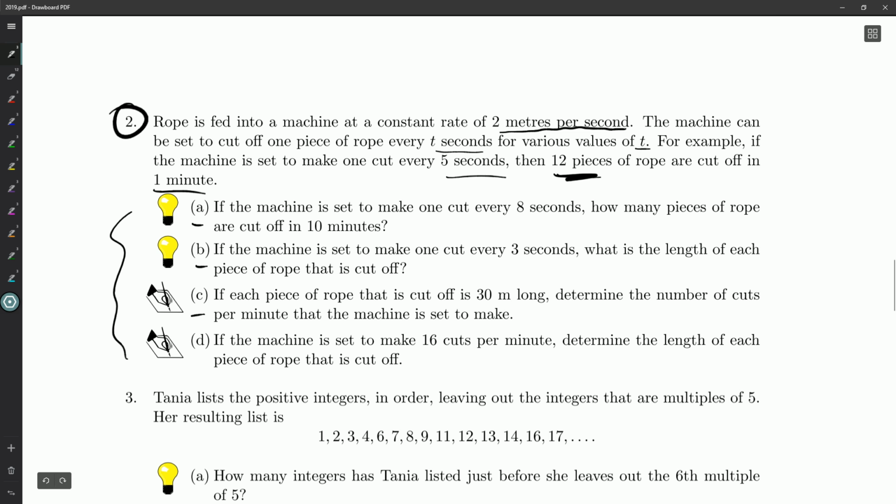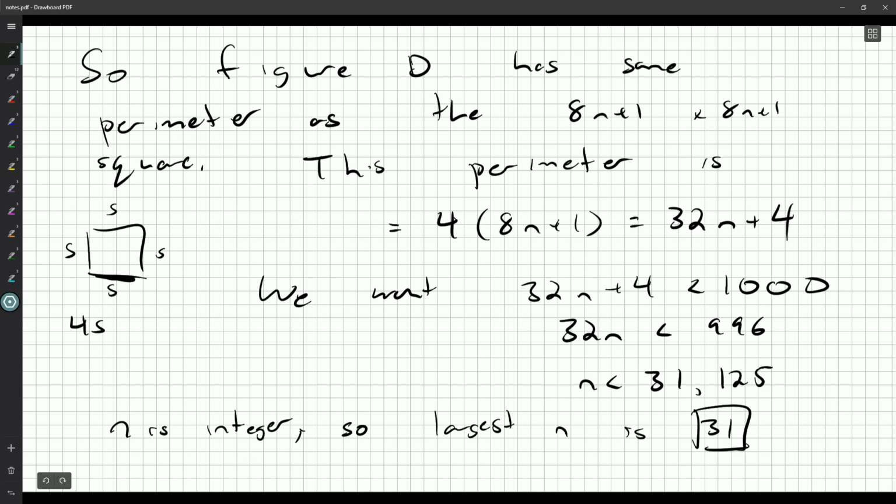All right, so we've got 4 parts here. 2 light bulbs and then 2 written, just like question number 1 from last video. So, if the machine is set to make one cut every 8 seconds, how many pieces of rope are cut off in 10 minutes? Okay, so same sort of reasoning applies. How many seconds? Because we need to compare our times, and it's not the easiest thing to compare minutes and seconds. So we'll take 10 minutes and then 60 seconds per minute, and that'll be a total of 600 seconds.